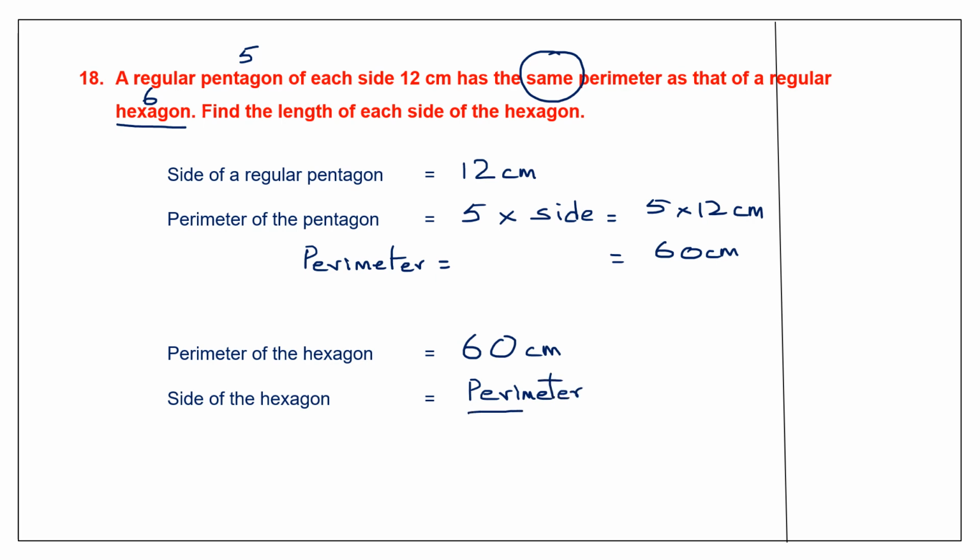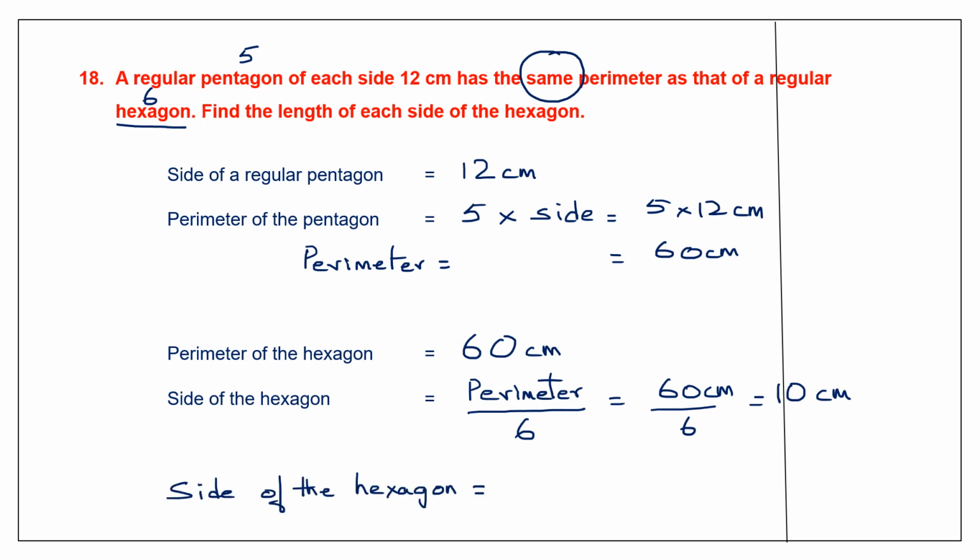Now how many sides does a hexagon have? It has 6 sides. So we're going to divide 60 centimeters by 6. So 6 into 10, we know 6 tens are 60. So this is 10 centimeters. So the side of the hexagon is 10 centimeters. So we have found out this answer also, 10 centimeters.